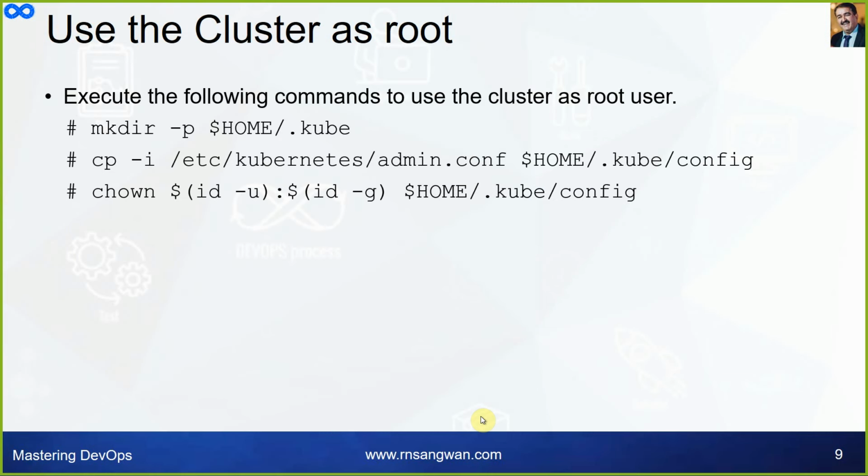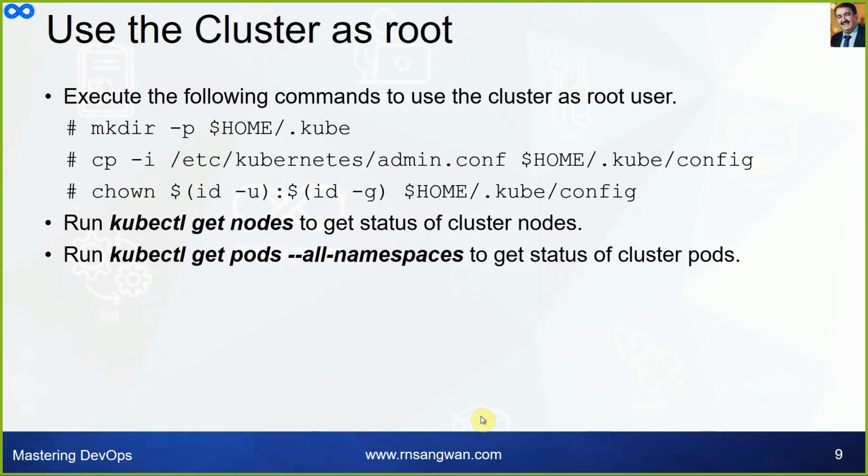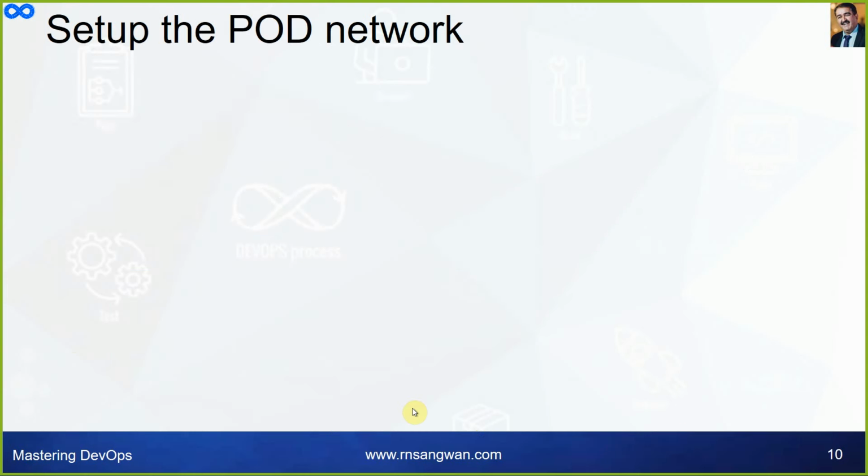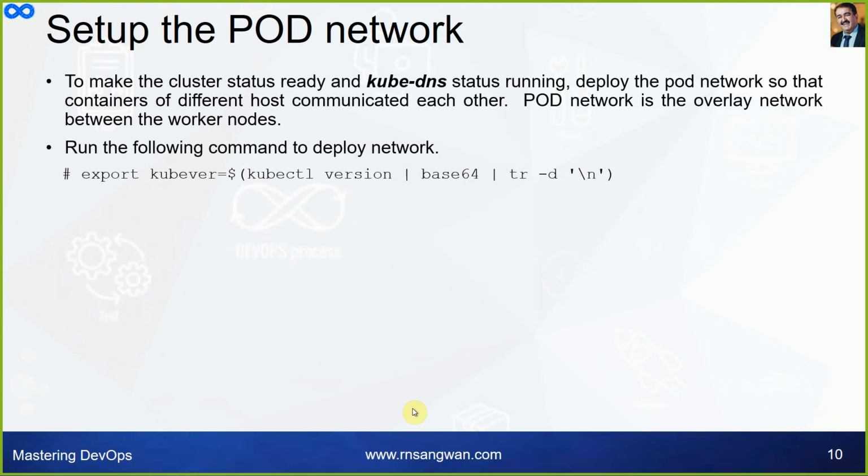Yeah, these are the three commands which I'm executing here, and then I executed get pods also, get nodes also, and this was in not ready state, point to be noted. And if you see the same output, we could see that CoreDNS was pending, rest all services were running. That was the initial demonstration. After that, we set up the pod network.